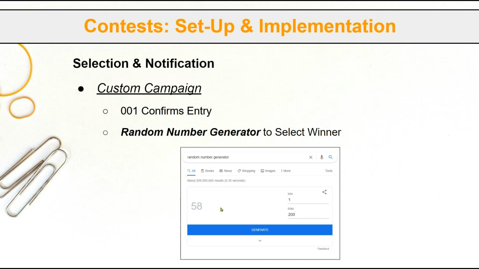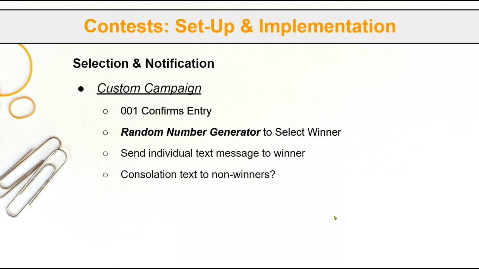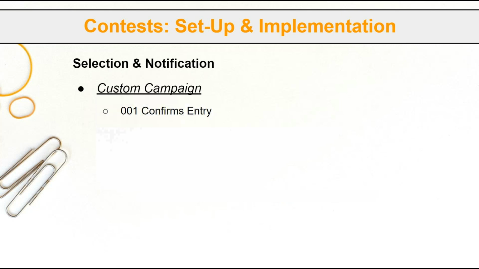And so in this case, we would go to our campaign, we would find the 58th entrant, and this would be the individual that we would select to win. And then we would send that individual the text message notifying them that they have won the contest, and then if we want to, again, send a consolation text to non-winners, we would create a target list excluding the winning number and send that information out.